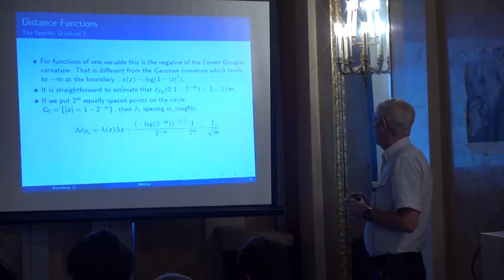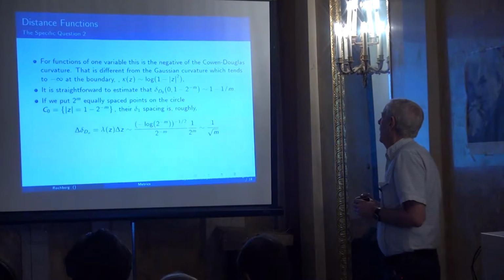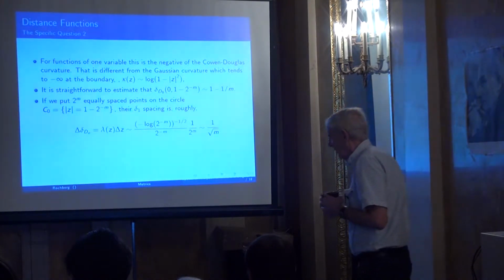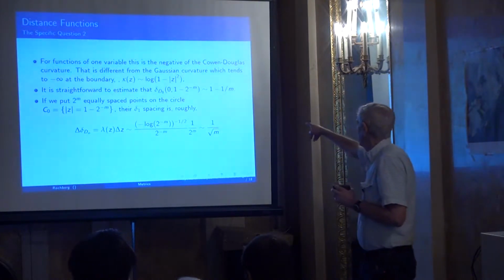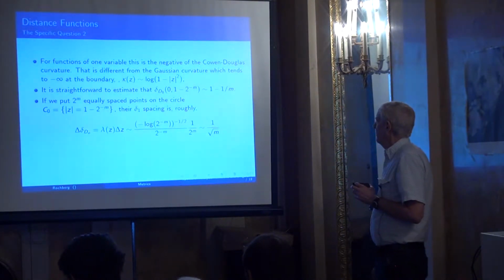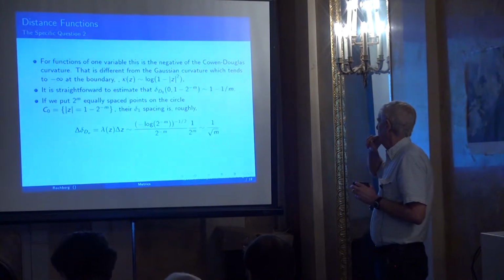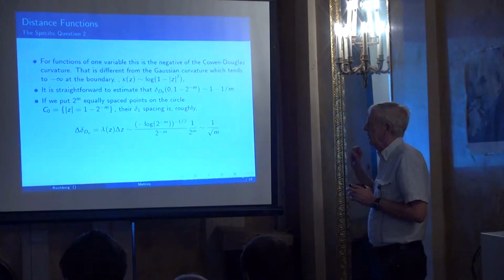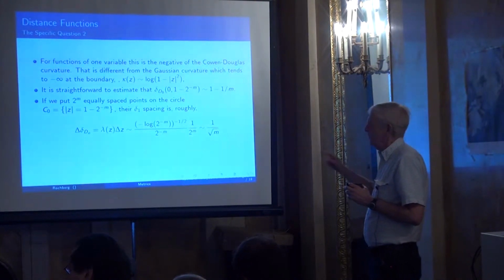And now I want to do a construction. I want to take that circle. This is the circle whose Euclidean radius is 1 minus 2 to the minus m, and I want to put 2 to the m equally spaced points on it. And I want to know how far apart they are, those equally spaced points, in this distance.